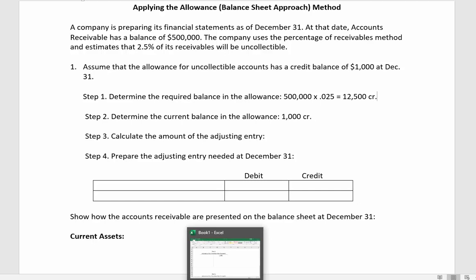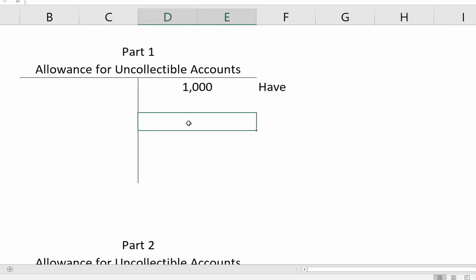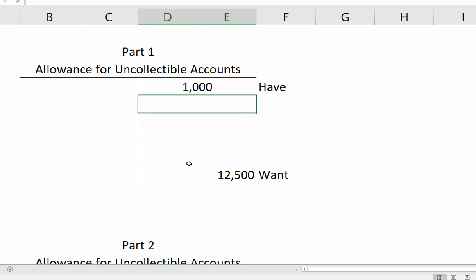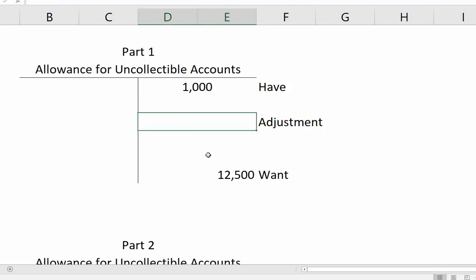Let's take a look at this in a T account. I always like to use T accounts. So this is what we have now: a $1,000 balance in our allowance. What did we say we want? We want $12,500. We have 1,000 and we want 12,500. So what do we have to do? Our adjustment has to bring our account from what we have to what we want. So our adjustment is going to be $11,500.